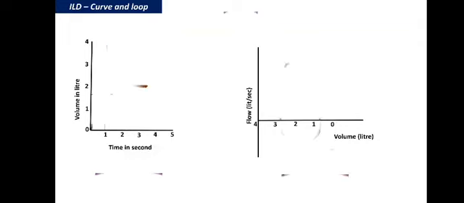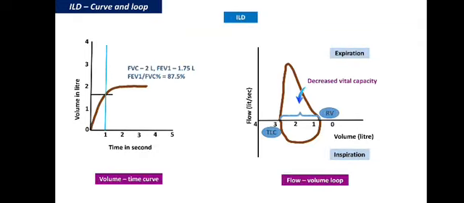ILD curve loop: this is the volume time curve in pulmonary fibrosis or interstitial lung disease. You see the characteristic volume time curve is the same as the normal, but the forced vital capacity is reduced. FEV1 is also proportionately reduced, and FEV1/FVC ratio is more than 80%, that is normal.